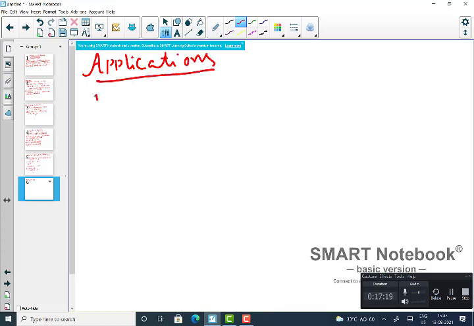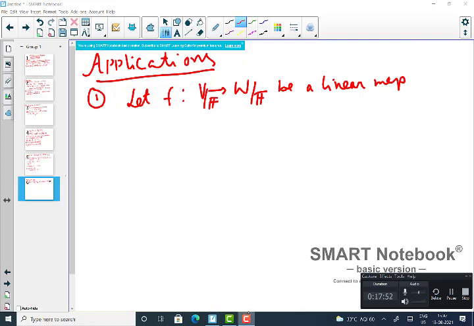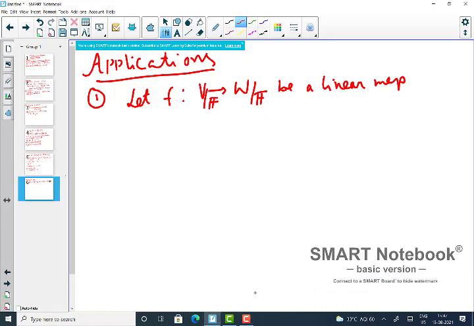Now, this is obvious: if you have a linear map F from V to W, I'm assuming they are over the same field. Let me write this down. Let F be a linear map. Then what can I say about F?